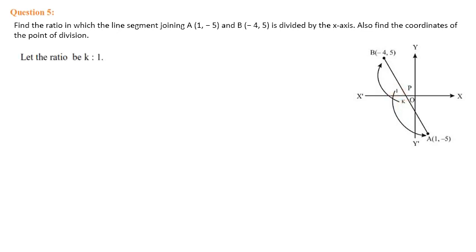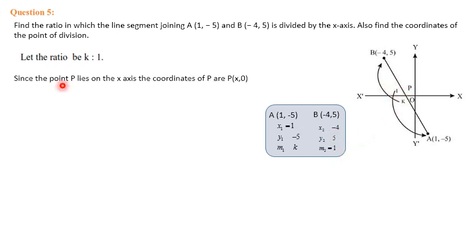Go for the assumption: let the ratio be k is to 1. Next, as before, we have to write A and B, x1, y1 and all. We have to write x1 is 1, y1 is -5, m1 is k from here. And B (-4, 5) if you take, x2 is -4, y2 is 5 and m2 is 1.